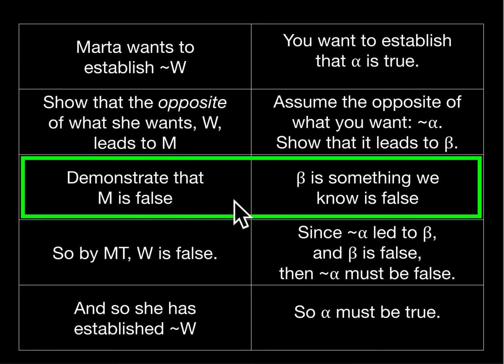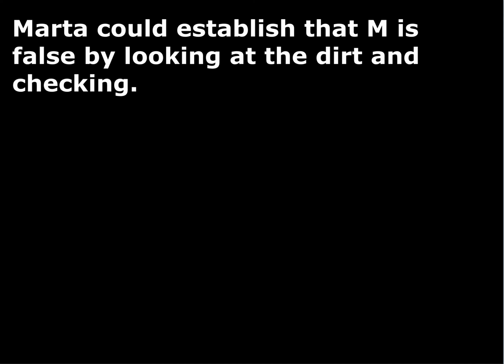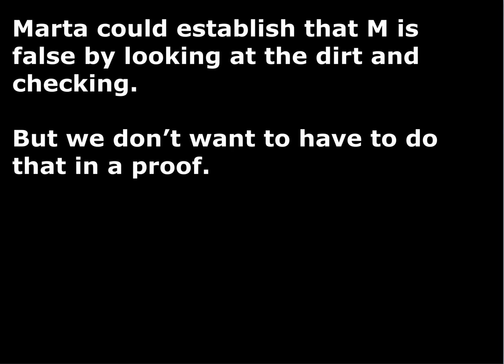I want to focus on this bit, though, because in the Marta example, she just demonstrated M was false. The ground is moist. She demonstrated that's false by just feeling the ground and saying, hey, look at this ground. It's totally dry. How do we know that beta is false in a proof? Okay, we don't want to have to go feeling dirt in the middle of a proof, right? We don't want to have to go check on the world. So even though Marta could establish that M's false by looking at the dirt, we don't want to have to do that.